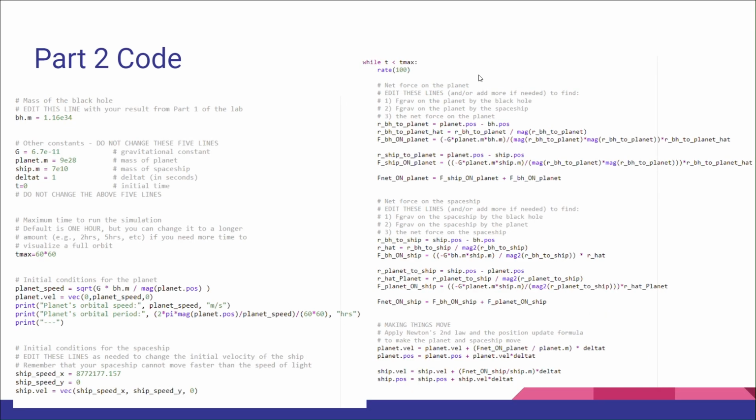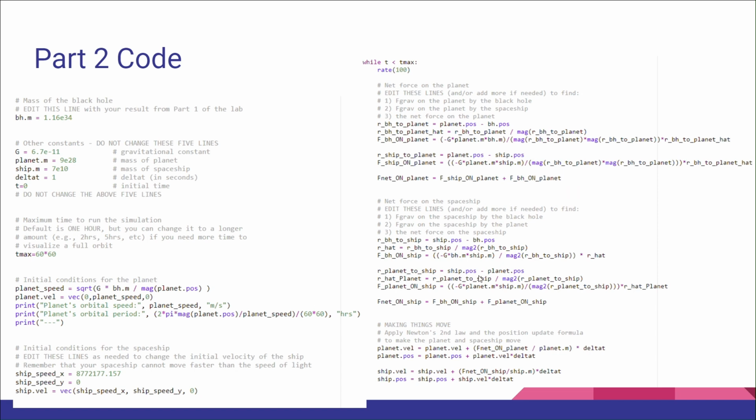So this is the part 2 code. As you can see, the mass of the black hole from part 1. Here are all of our constants and masses that we need to know. And then this is given to us. And then over here, this is where I determined basically the F net on the planet as well as the F net on the ship. I did both of these basically the same way. I found the position hat, the force of the black hole on the planet, and then the ship on the planet, and then added those up. And the same thing with the ship.